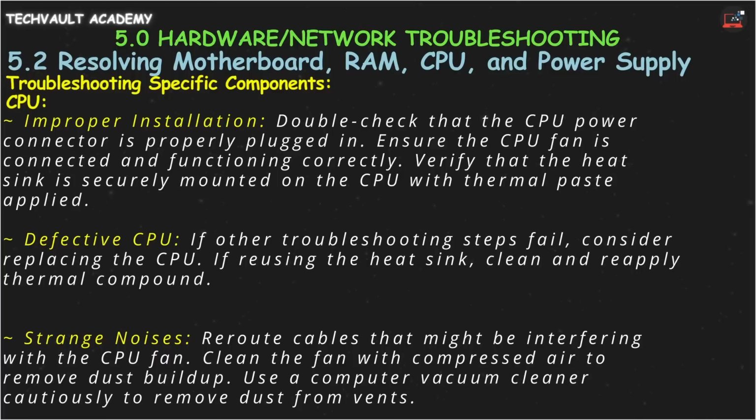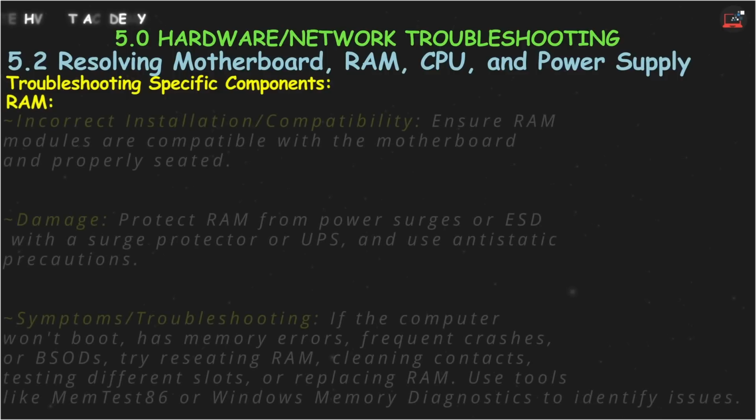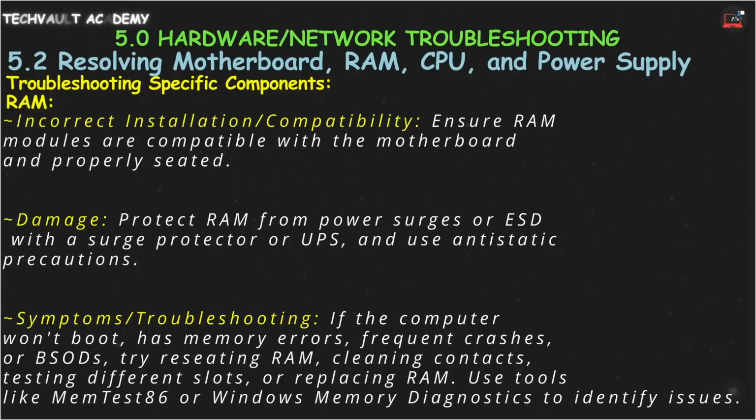Strange noises. Reroute cables that might interfere with the CPU fan. Clean the fan with compressed air to remove dust buildup. Use a computer vacuum cleaner cautiously to remove dust from vents. RAM, incorrect installation or compatibility. Ensure the RAM modules are compatible with your motherboard and properly seated in the slots. Damage. Power surges or ESD can damage RAM. Utilize a surge protector or UPS and take anti-static precautions.